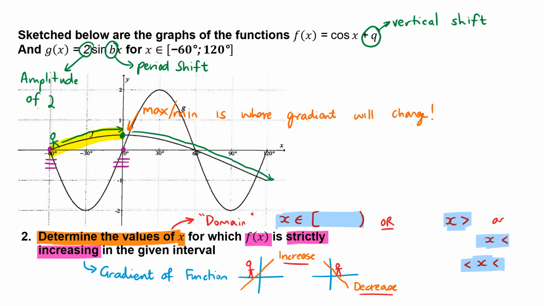So your final answer in this question will be x is an element of, and we can say from negative 60 degrees to 0. The 0 will have a round bracket, and I'll explain why in a second. If you wrote that in inequality notation, the answer would be x is between negative 60 and 0. Again, it's not inclusive in both cases. And the reason for that is actually quite interesting.